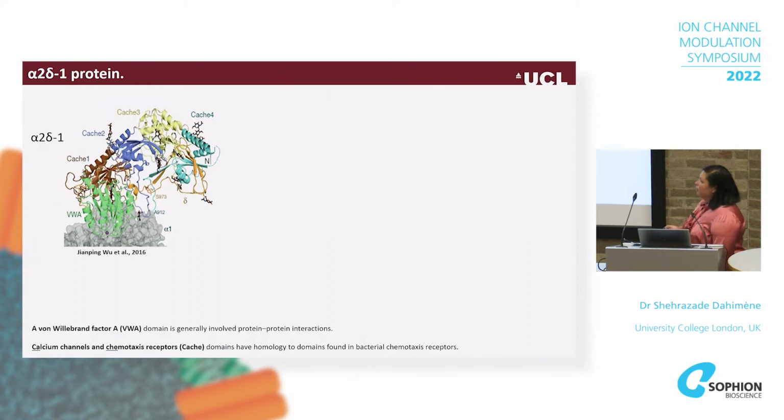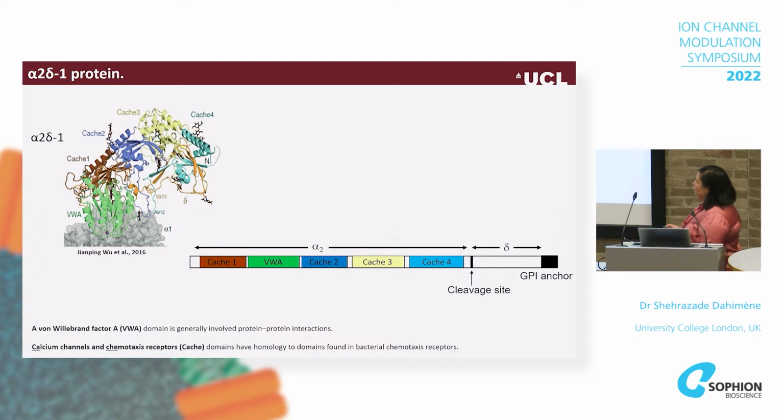Alpha-2 delta proteins undergo multiple post-translational modifications, which make them unique proteins. I'm going to talk mostly about alpha-2 delta-1, but most of the features are shared among all alpha-2 delta proteins. The EM structure published in 2016 showed great detail into the organization of the domains in alpha-2 delta-1, where the VWA domain interacts directly with the main subunits of the calcium channel complex, and there are the 4 cache domains shown in here, whose function is still not known.